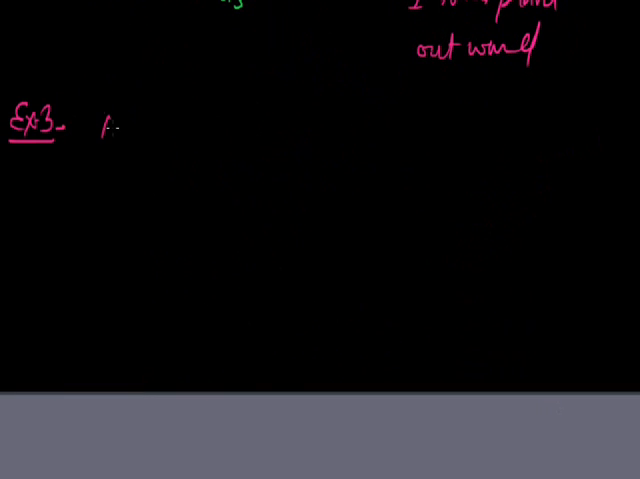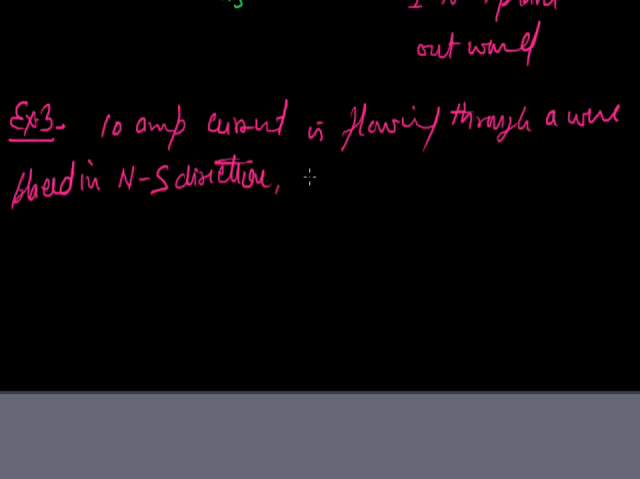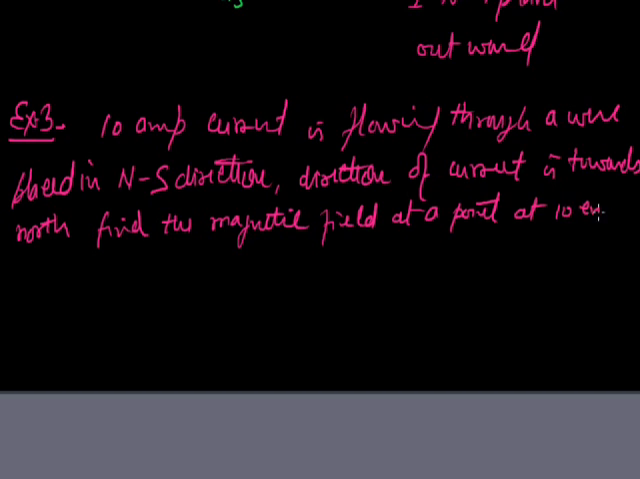Now the third example: 10 ampere current is flowing through a wire placed in north-south direction. The direction of current is towards north. Find the magnetic field at a point 10 centimeter above the wire.